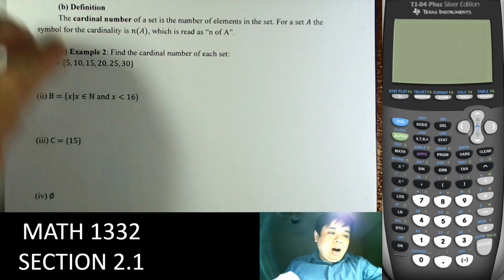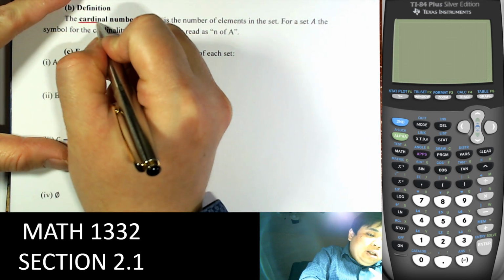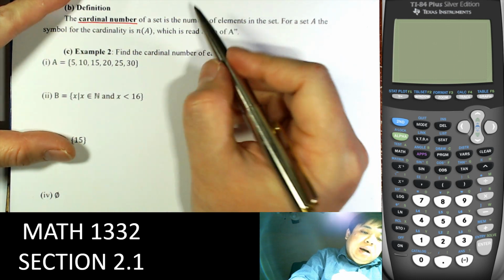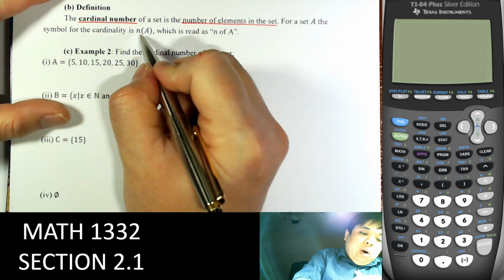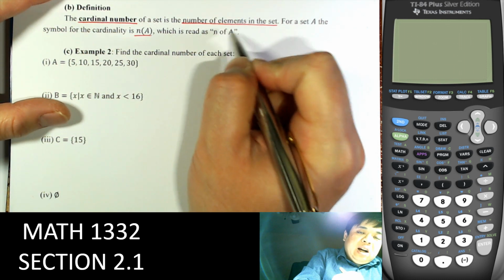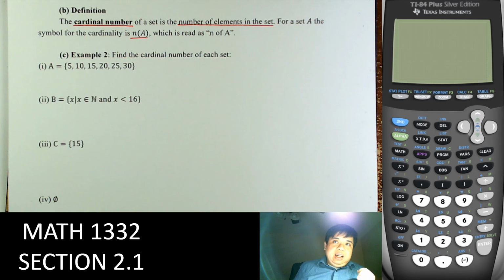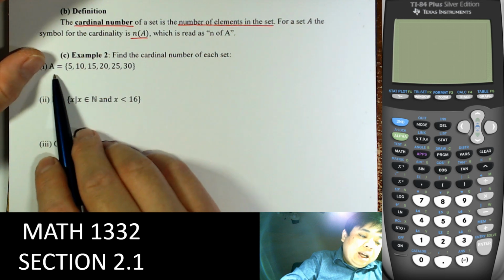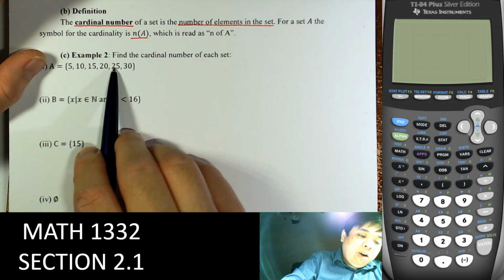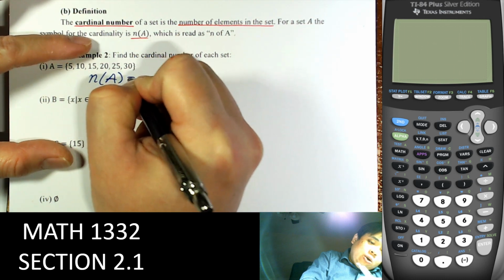Right, define a cardinal number. A cardinal number is the number of elements in the set. We write n(A) and we read it "n of A." So how many members are in the set gives us the cardinality of that set. So find the cardinal number for set A. This set A has 1, 2, 3, 4, 5, 6. So n(A) is equal to 6.